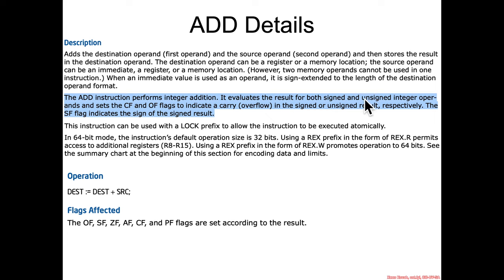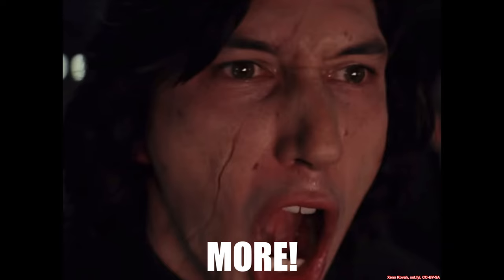Right, based on, it says it evaluates the results for both signed and unsigned operands. And the SF flag indicates the sign of the signed result, right? So interpreted as if the end result has the most significant bit set, then it'll set the sign flag in the eFlags register. More? You want more?